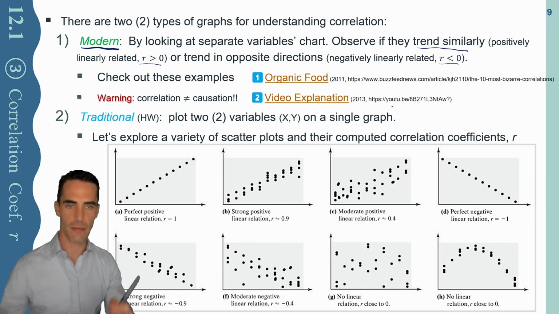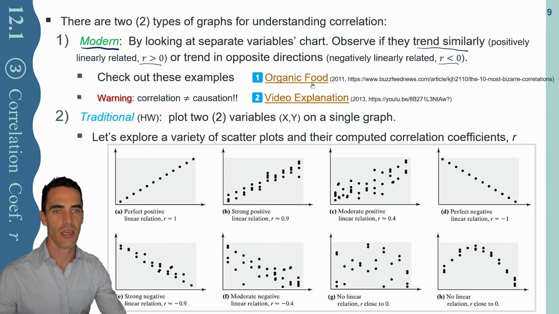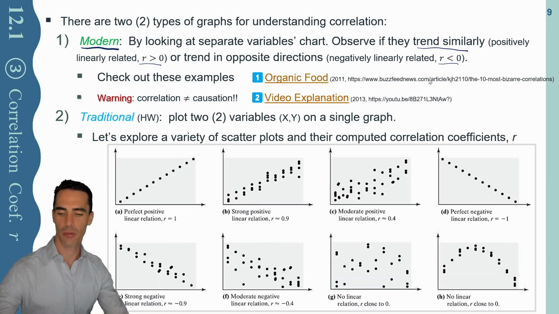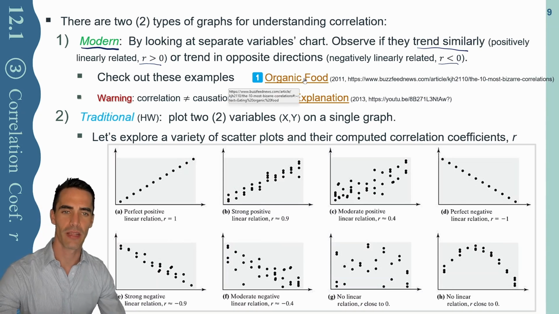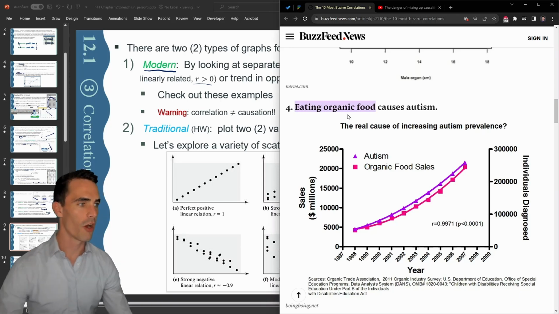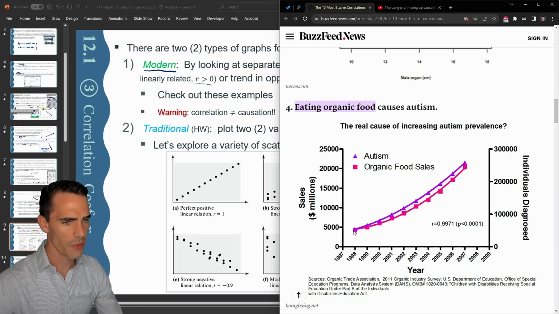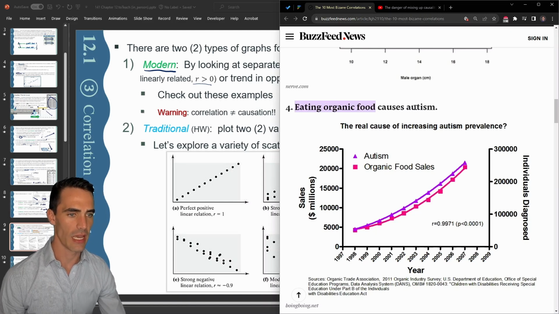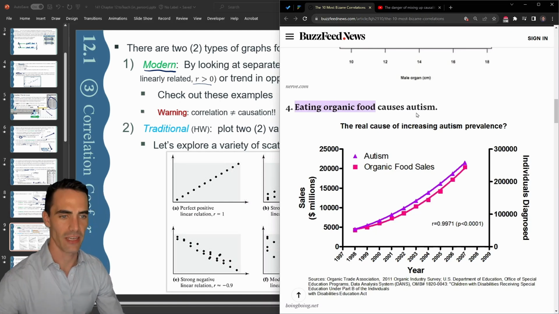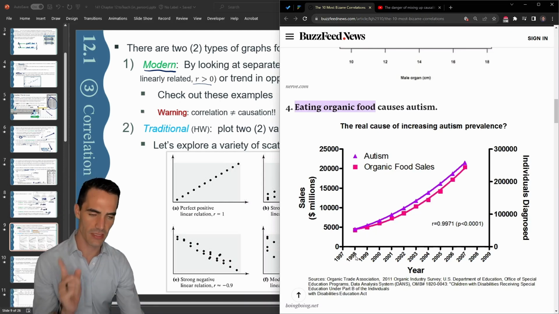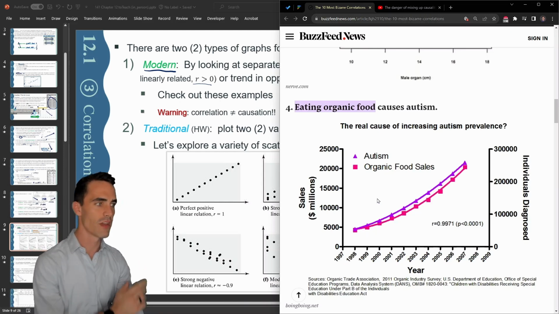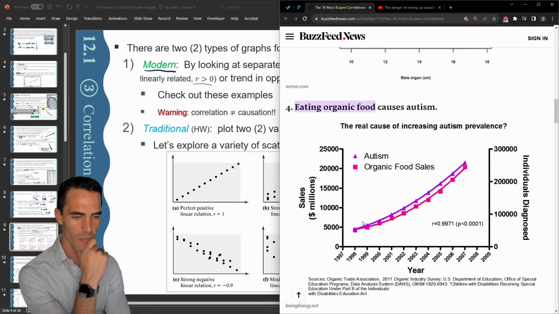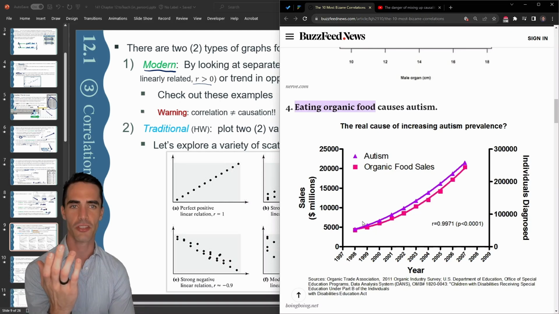And there's a couple of goofy examples that I want to bring up. The first one is organic foods. I have a hyperlink here. Let me pull up the hyperlink by clicking. Here we go. This is our graph, where it looks like we have two relationships over time: the sales of organic food and the rise in autism diagnosis. Both of these seem to trend at the same time. As time progresses, both are increasing together, which, my goodness, may indicate some kind of relationship here.